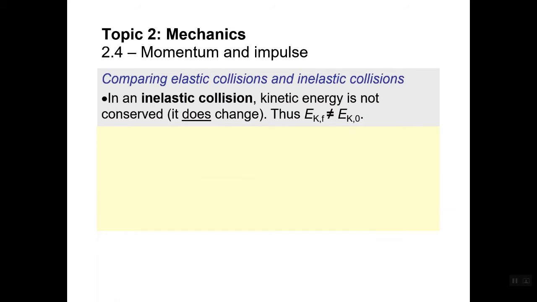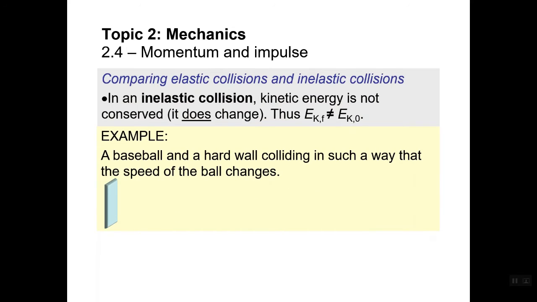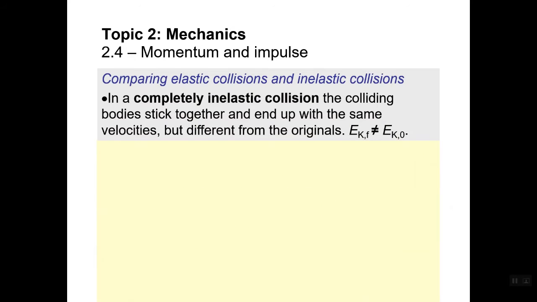In an inelastic collision, kinetic energy is not conserved. So final kinetic energy is not equal to initial kinetic energy. Example, a baseball and a hard ball colliding in such a way that the speed of the ball changes. In a completely inelastic collision, the colliding bodies stick together and end up with the same velocities but different from the original.